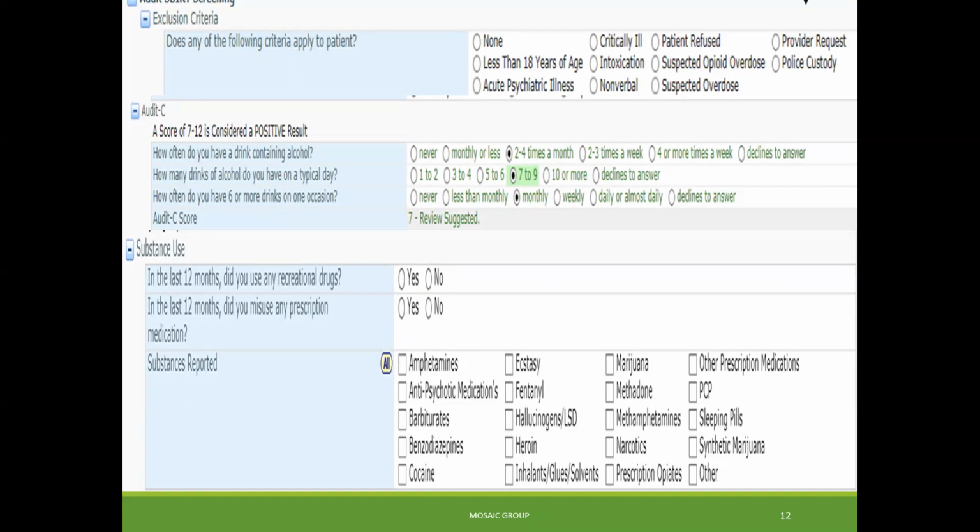If the patient does not meet any of the exclusion criteria, then the nurse will proceed with asking the 3 AUDIT-C questions and 2 drug use questions you see below the exclusion criteria. If a patient screens positive, they will have a peer recovery coach come into the room to speak with them about their substance use.